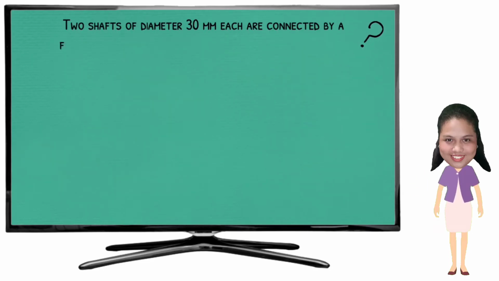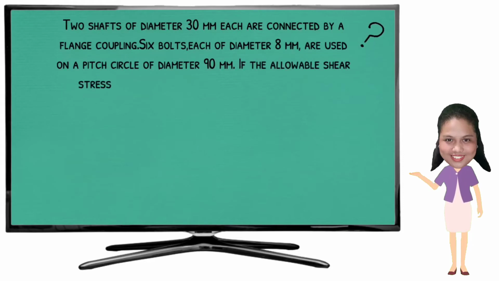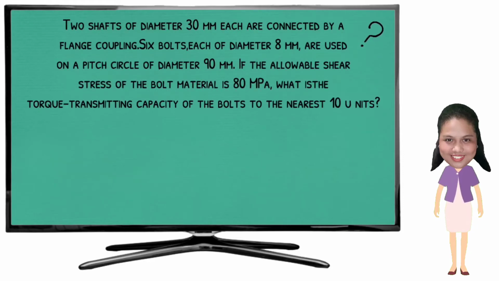Two shafts of diameter 30 mm each are connected by a flange coupling. 6 bolts, each of diameter 8 mm, are used on a pitch circle of diameter 90 mm. If the allowable shear stress of the bolt material is 80 MPa, what is the torque transmitting capacity of the bolts to the nearest 10 units?